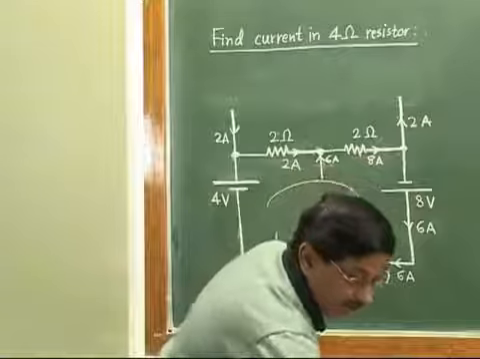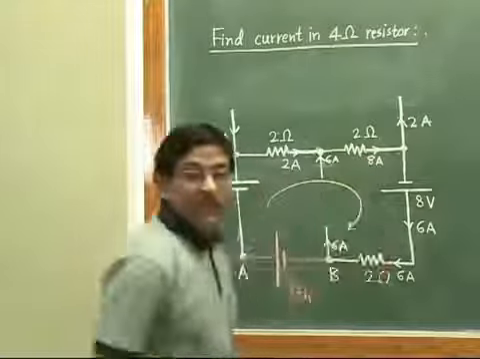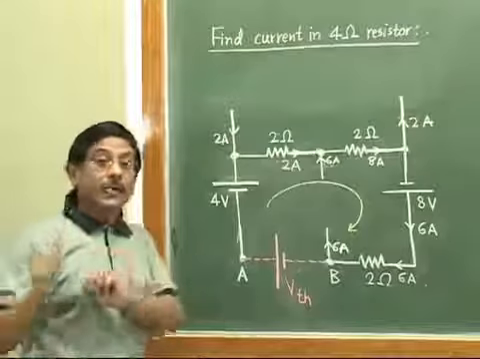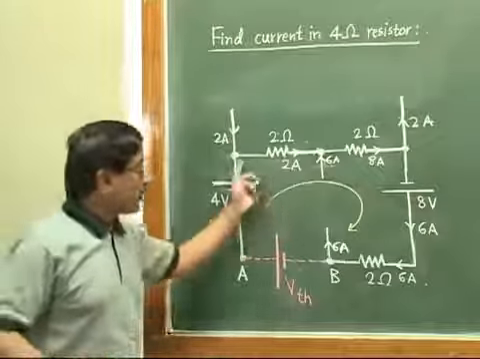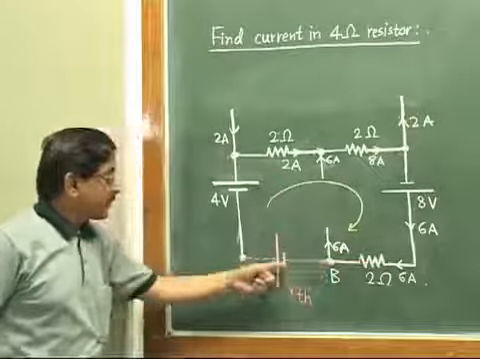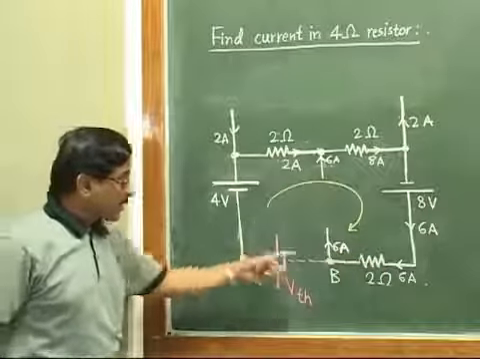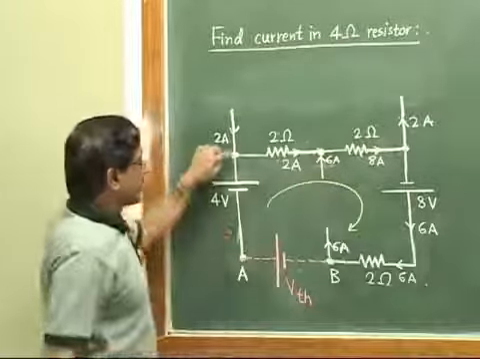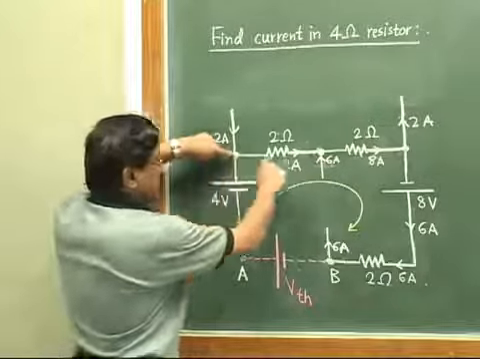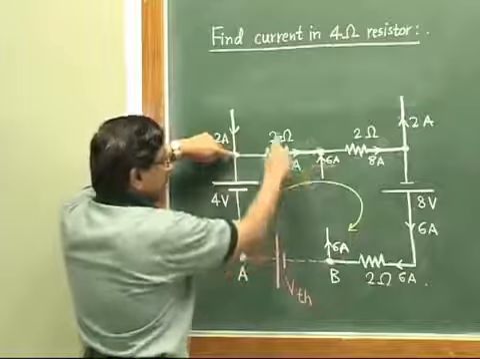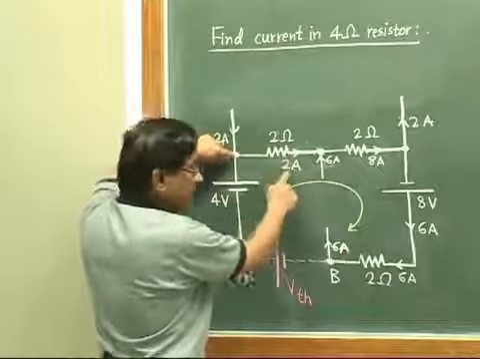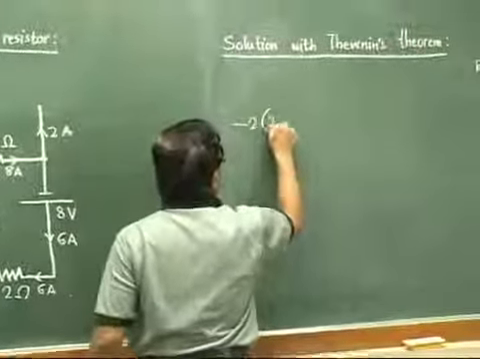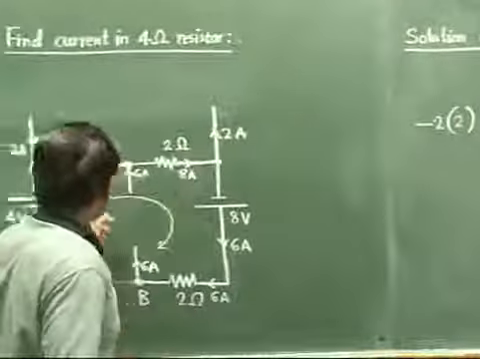Now what is done next in the procedure of Thevenin's theorem? Consider any closed loop which will contain VTH. Now we have only one closed loop like this, and of course it is consisting the VTH, and write the loop equation. So let us write loop equation. Starting from this to this, it will be minus 2 times 2 ampere. So minus 2 into 2. Because current is known now here.